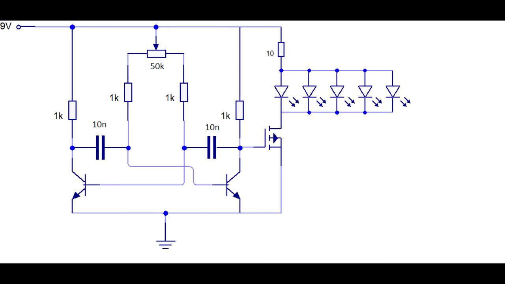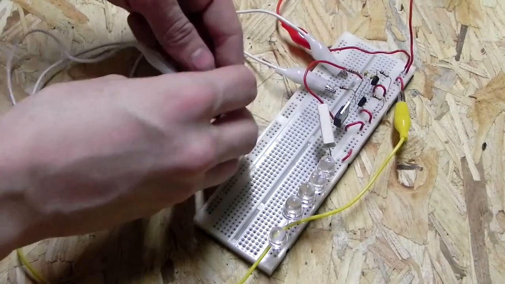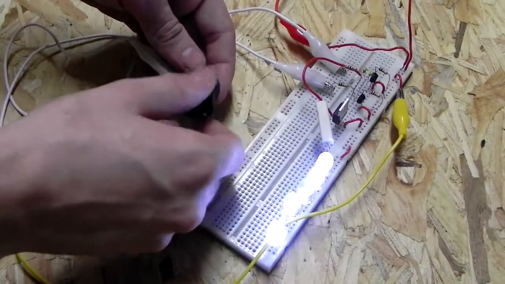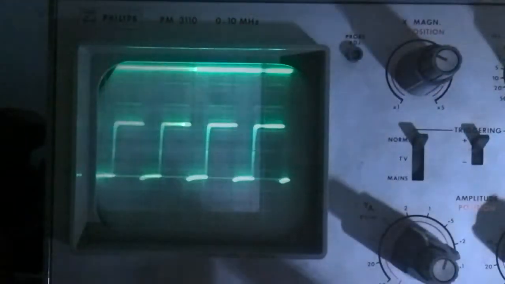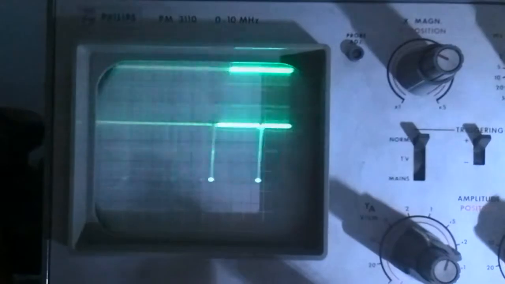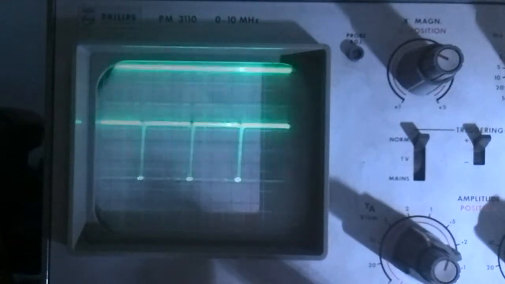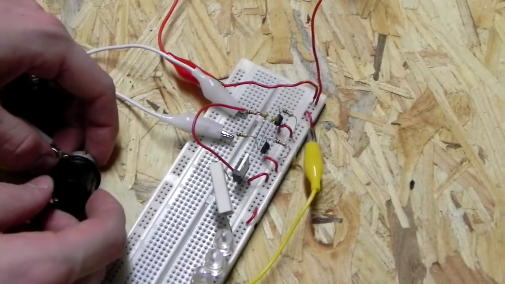So let's build this first on the breadboard to check if everything works. Here it is on the breadboard and looks like everything is working fine. If I connect my oscilloscope probes to the output, I get this square wave just as we wanted. With the potentiometer, I can control the duty cycle. Let's make this a bit more permanent and solder this to a piece of perf board.